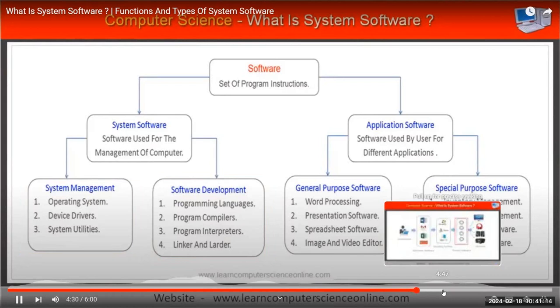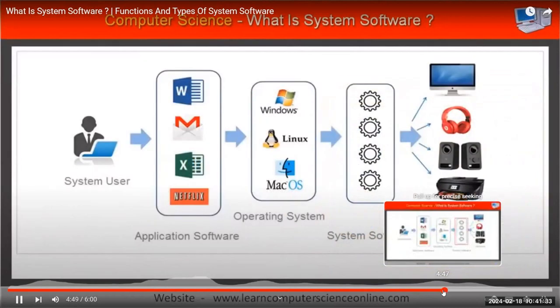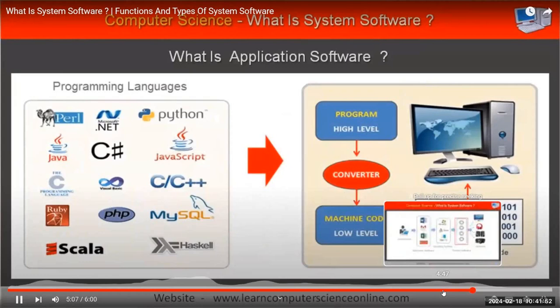The first type of system software includes the operating system, device drivers, BIOS, UEFI, used to boot the system, and other system utility programs, such as antivirus software, used to clean the system, and the disk compression and disk cleaners. The device driver is a system program internally used by the operating system to drive different internal and external hardware components. The second type of system software includes programming languages for writing the program code, program compilers, and interpreters that translate the high-level program code into the binary low-level machine code.